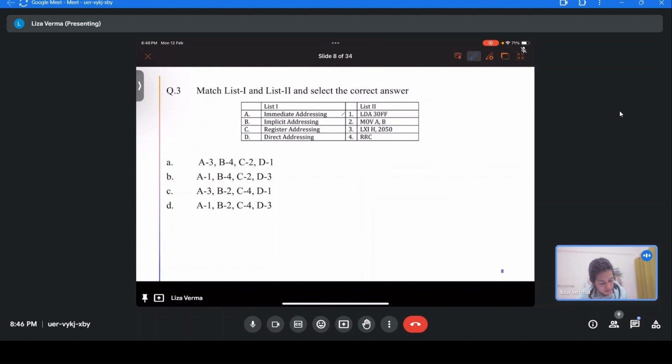Okay, so this is direct addressing. MOV A, B is register addressing. LXI H is immediate. RRC is implicit. So which gives us C as the correct answer, right?